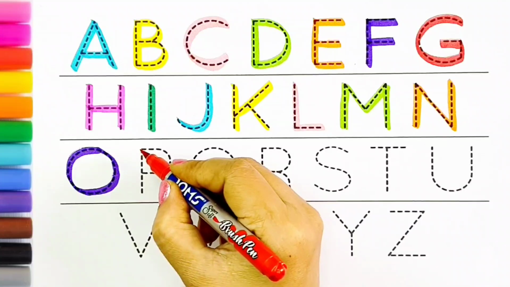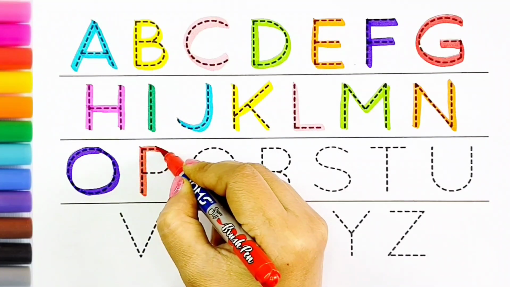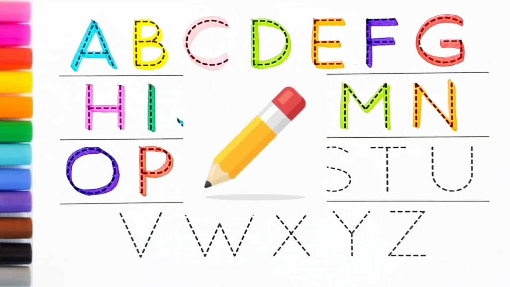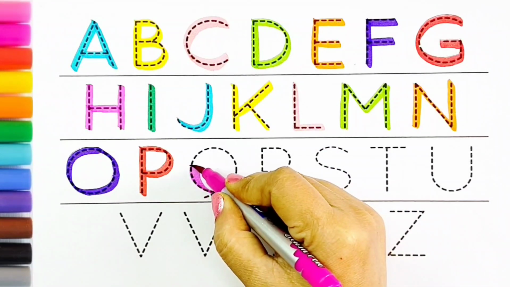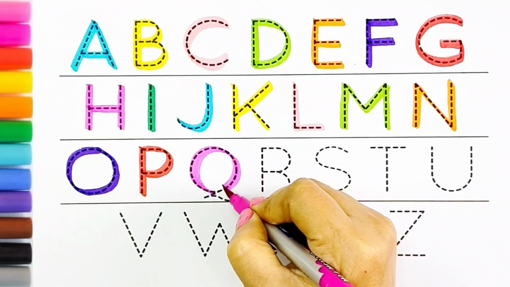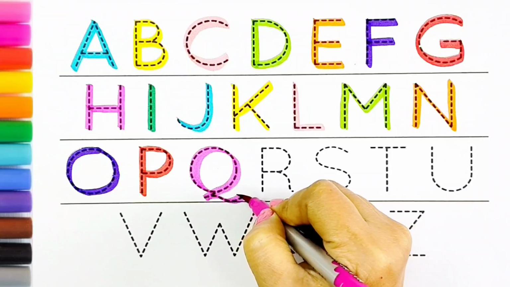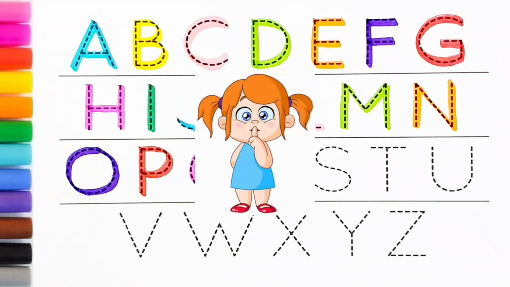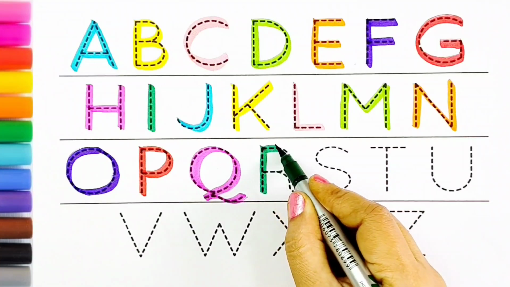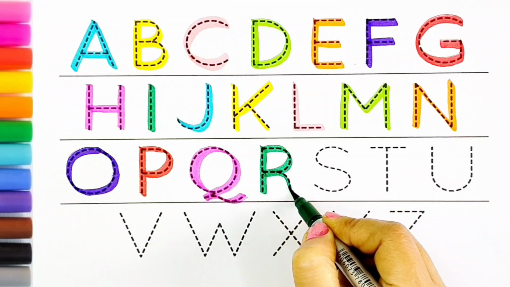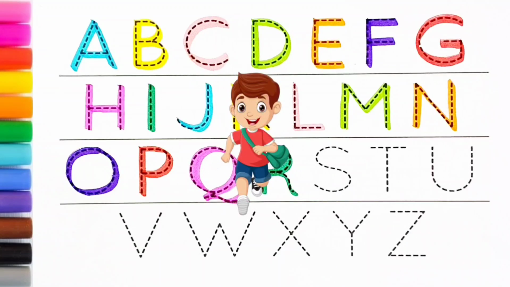Red color. P. P for pencil. Pink color. Q. Q for quiet. Dark green color. R. R for run.